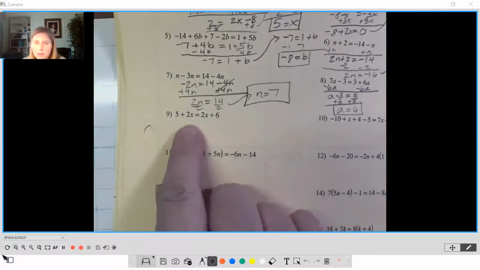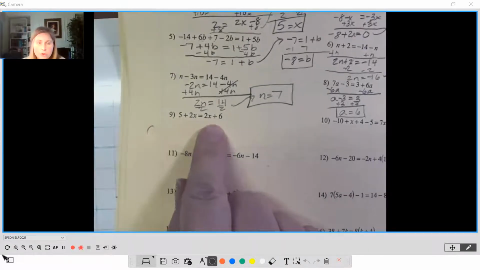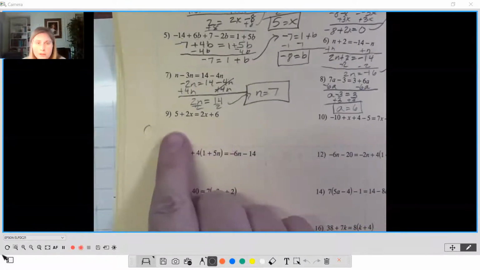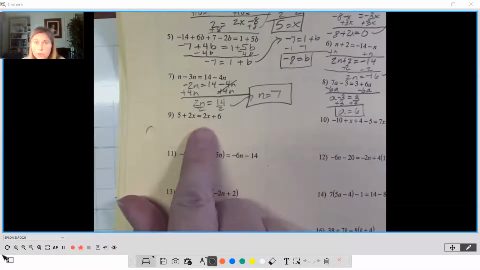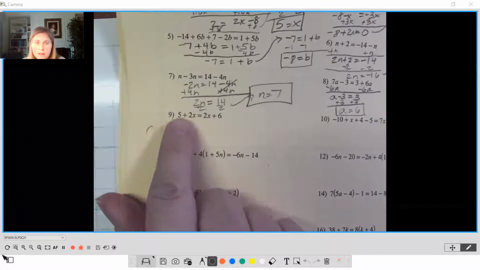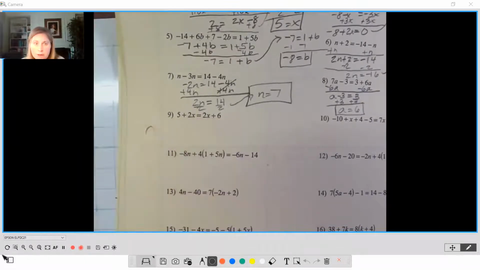So this tells us that 2x plus 5, or 5 plus 2x, is equal to 2x plus 6. Okay, so we should know before we even start solving that this is going to have no solution, because if I take 2x and increase it by 5, that's never going to be equal to taking 2x and increasing it by 6. They're not the same.